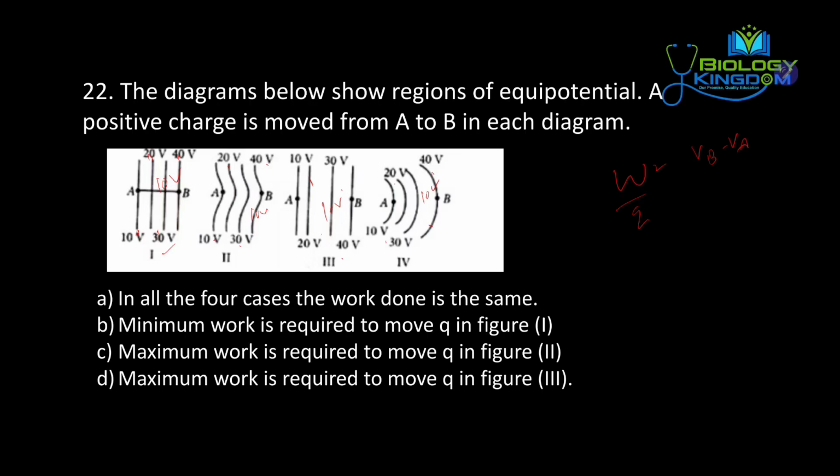So what you have seen, if the difference of potential is the same throughout the cases, in every case it is 10, 10, 10, 10. So 10q, 10q, 10q. Okay, so will the work done be changed? No, the work done is the same for all the cases. That means the work done will remain constant in all the cases. Okay, so that was about it.